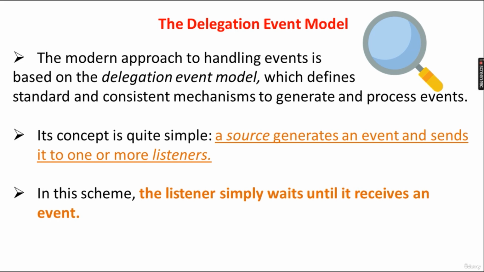Its concept is quite simple. A source generates an event and sends it to one or more listeners. So to handle an event, first it should be generated. The source will generate an event and then send it to one or more listeners. In this scheme, the listener simply waits until it receives that event.